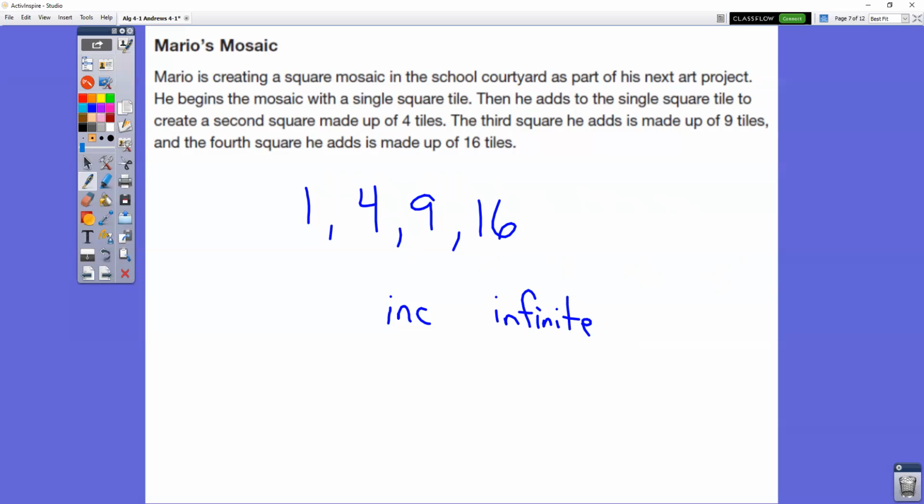Notice what we're doing each time. We're starting at 1, but then we're counting by consecutive perfect squares, because 1 squared is really 1 times 1. 2 squared is 2 times 2, which is 4. 3 squared is 3 times 3, which is 9. 4 squared is 4 times 4, which is 16. So that would be infinite.